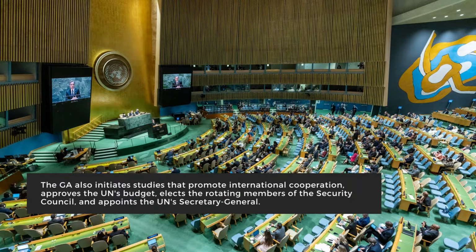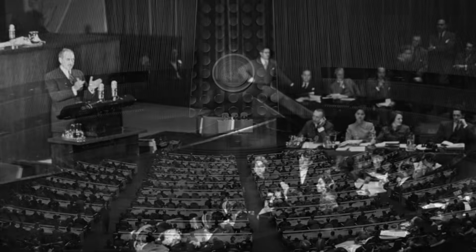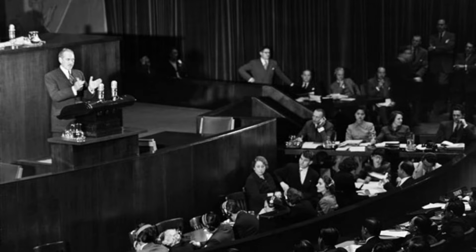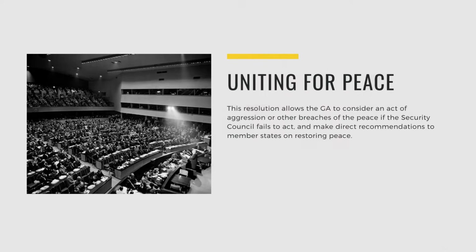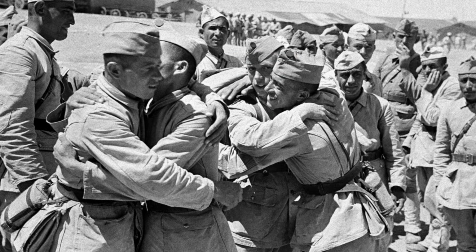In 1950, the GA was given a larger role in maintaining international peace and security through the resolution Uniting for Peace. This resolution allows the GA to consider an act of aggression or other breaches of the peace if the Security Council fails to act, and make direct recommendations to member states on restoring peace. This resolution was used twice in November 1956 during the Korean War and the Soviet invasion of Hungary.